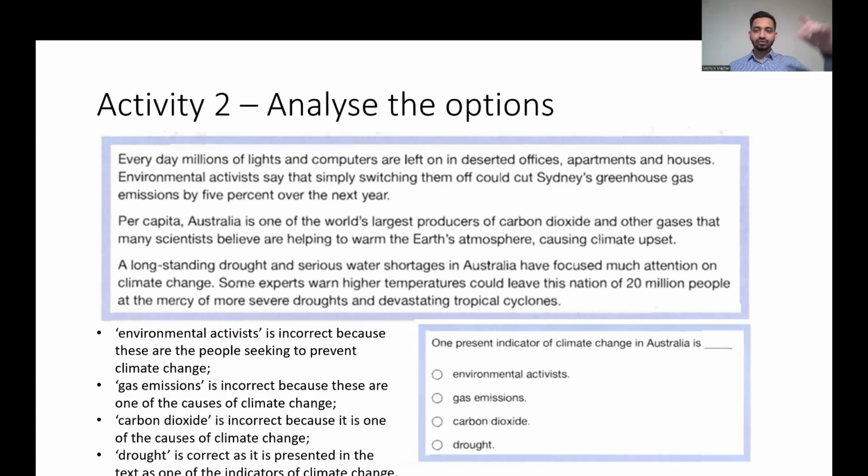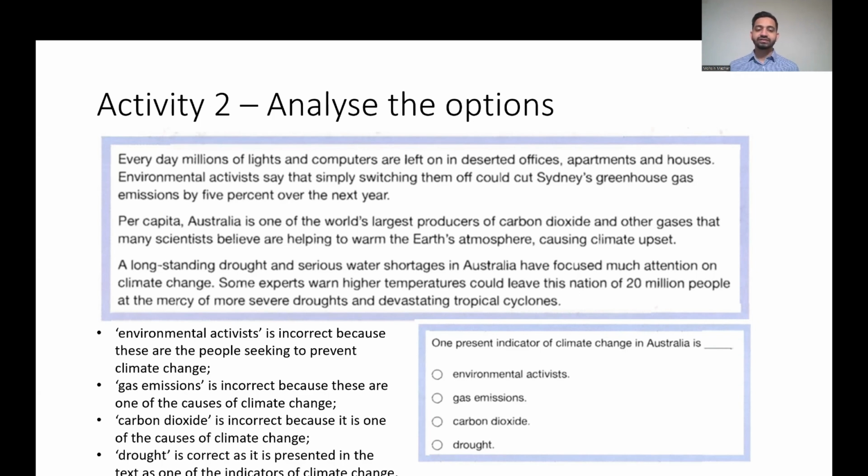On the next screen, you can see we are going to analyze the options. And how do we analyze the options? On the left, you can see environmental activists. That's incorrect because these are people seeking to prevent the climate change, right? Or these are the ones who analyze the climate change, right?